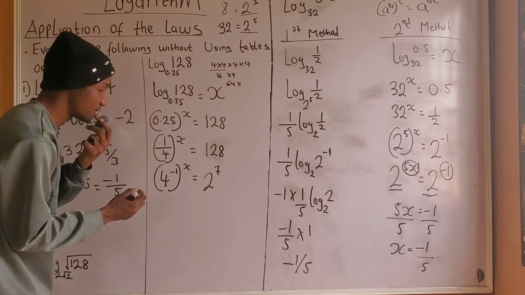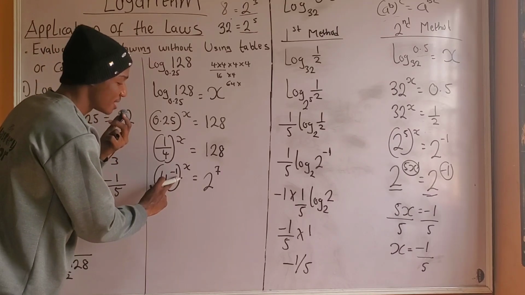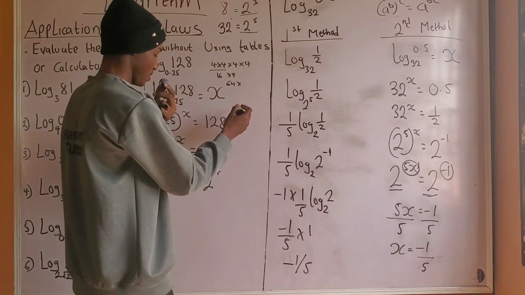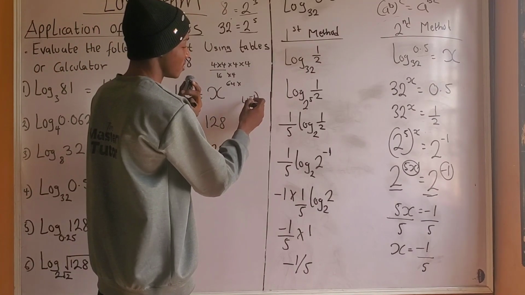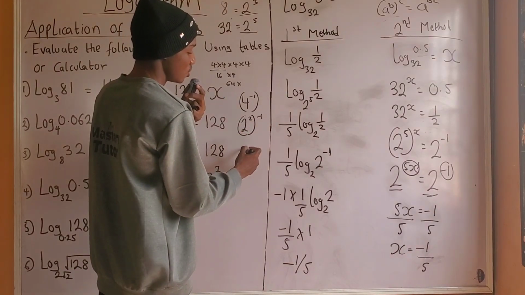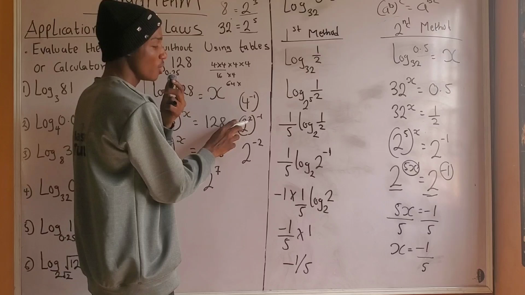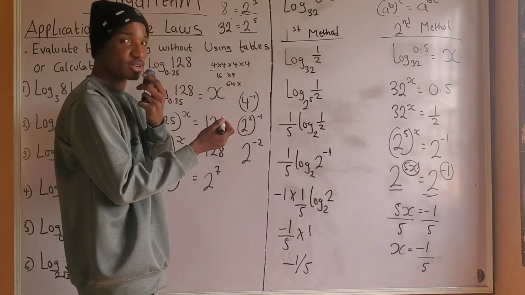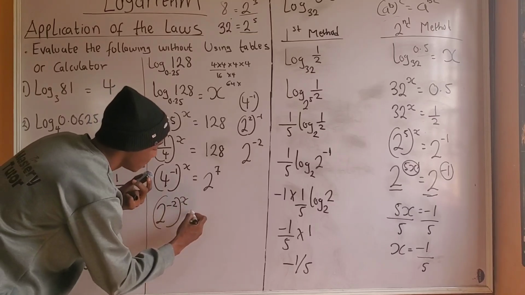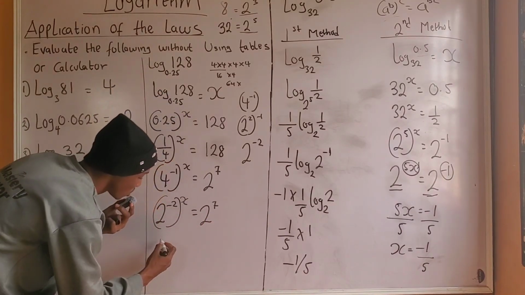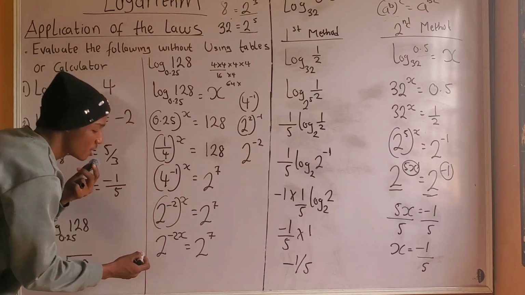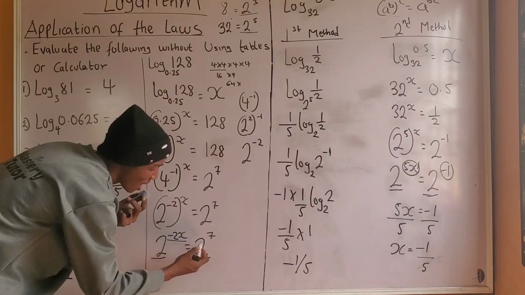Now, please listen carefully. 4 raised to the power of negative 1 can be written as 2 raised to the power of negative 2, right? Let me do it here. 4 raised to the power of negative 1 is 2 raised to the power of 2 raised to the power of negative 1, right? 2 raised to the power of negative 2, because 2 will multiply negative 1 according to the law of indices, right? So I'm going to have 2 raised to the power of negative 2 raised to the power of x equals 2 raised to the power of 7, right? So I'm going to have 2 raised to the power of negative 2x equals 2 raised to the power of 7. So now, because the bases are equal, I can equate the powers.